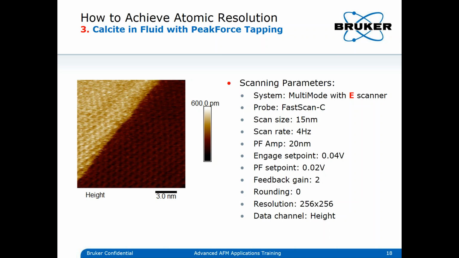The feedback gain was set to 2. The rounding in this case, since we are not scanning very fast, was set to 0. And we have a 256 times 256 resolution here, and the data channel is height. So here you can see that the rounding plays a big role when you scan faster. You don't have the rounding effect when you scan, in this case, at 4 Hertz.